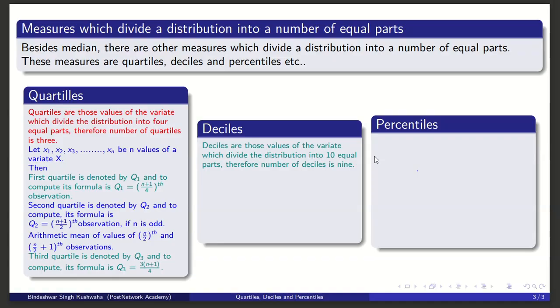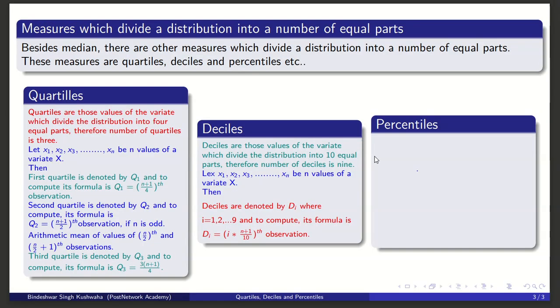Now let us understand deciles. Deciles are those values of the variate which divide the distribution into 10 equal parts. Therefore, the number of deciles is 9. Now let x1, x2, x3, till xn be n values of a variate x. Then deciles are denoted by Di, where i is from 1, 2 to 9, and its formula is Di equals i into (n plus 1) upon 10th observation. So if i is 1, that would be the first decile; i is 2, the second decile; i is 3, the third decile, and so on.